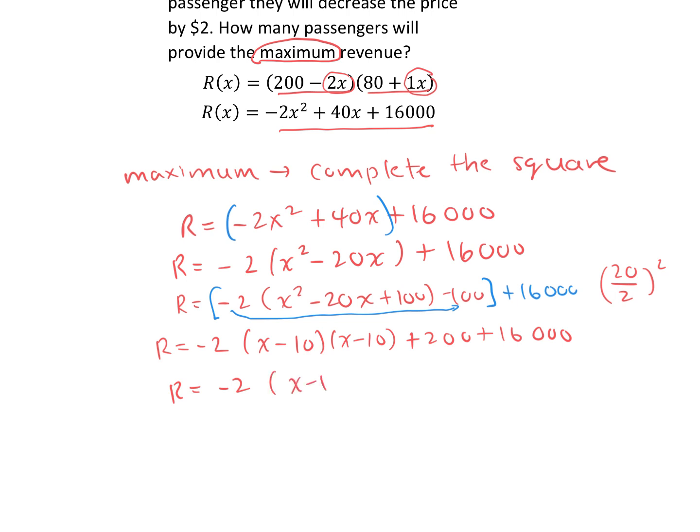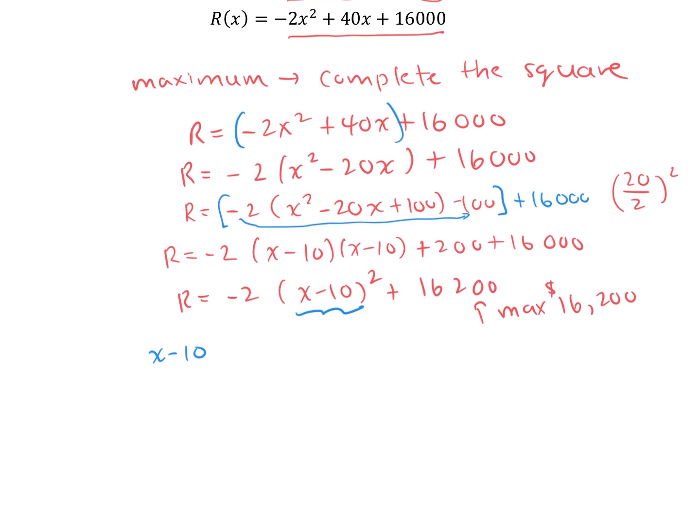We've got x minus 10 twice, and we've got 200 plus 16,000 is 16,200. So that tells us that the maximum revenue is $16,200. So what does this tell us, x minus 10? Well, x minus 10 is the number of times we're going to change the price. So if I set x minus 10 to 0, I get x equals 10. So what does that tell us?